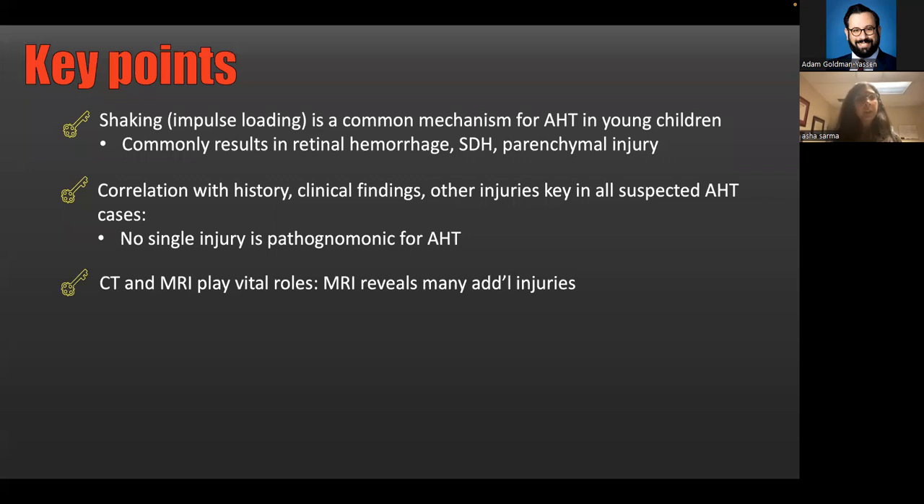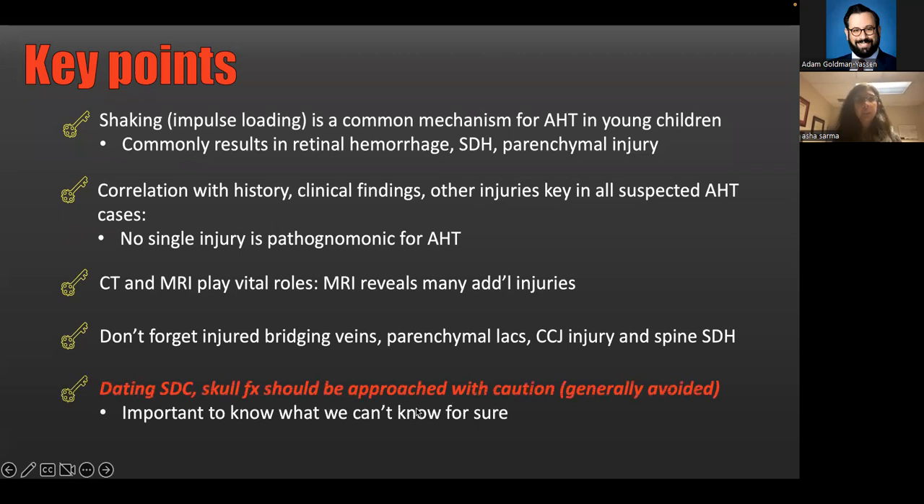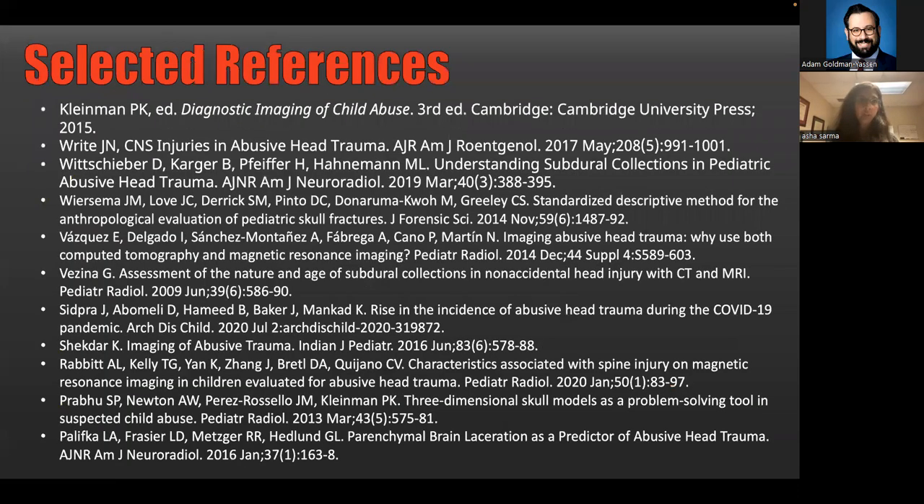CT and MRI play vital roles and are complementary. An MRI may reveal many additional injuries. Don't forget about these more context-specific injuries that we talk about, the injured bridging veins, parenchymal lacerations, craniocervical junction injury, and spinal subdurals. And then finally, dating of subdural collections and skull fractures should be approached with, and I should say, extreme caution and are generally avoided. It's important to know the things that we can't know for sure.